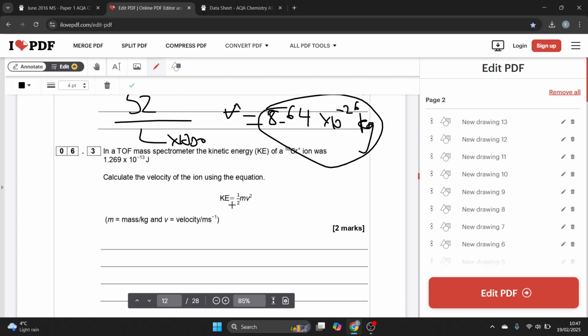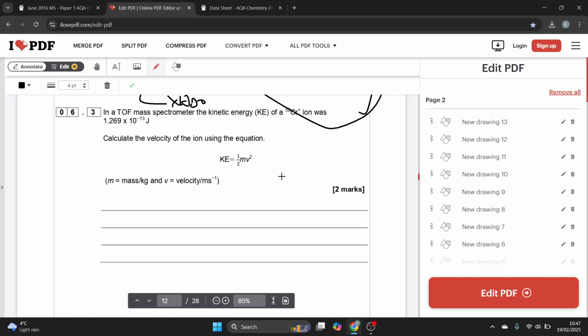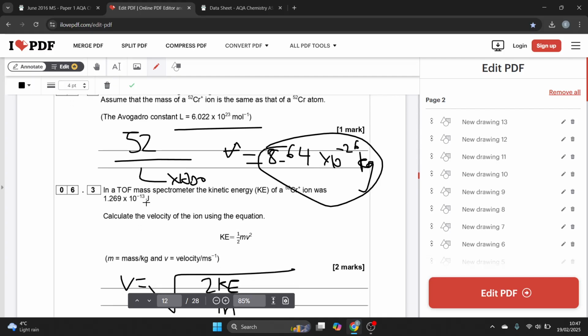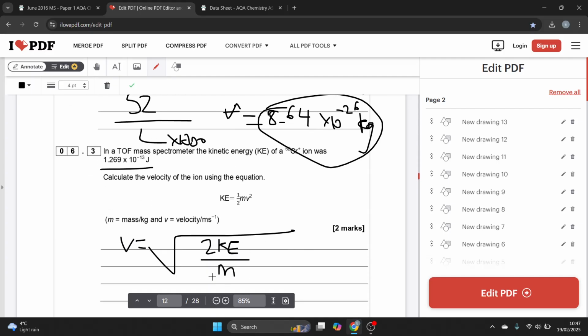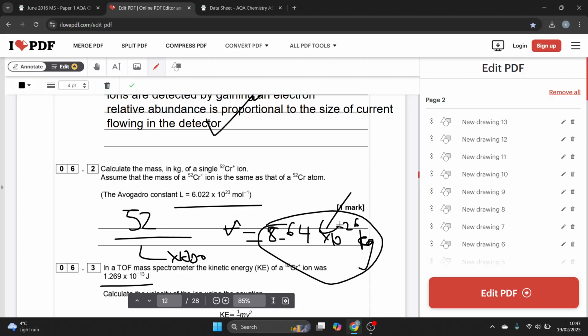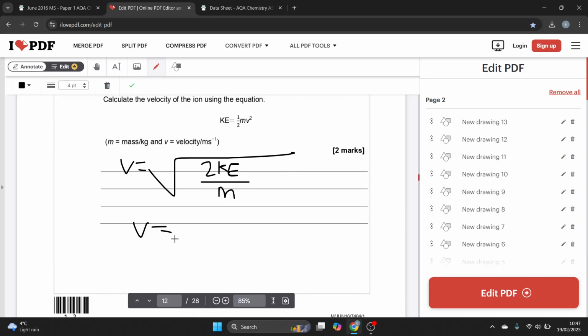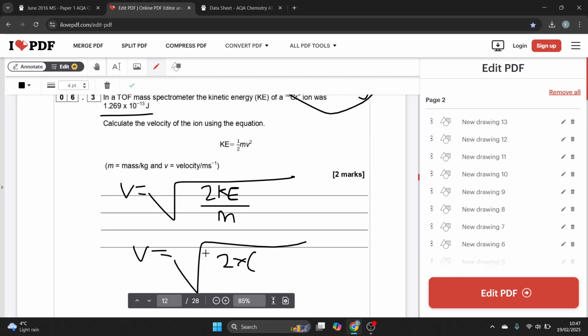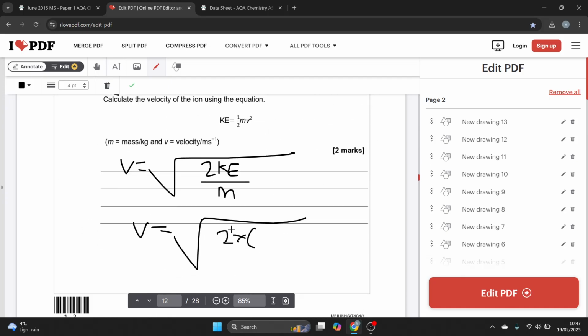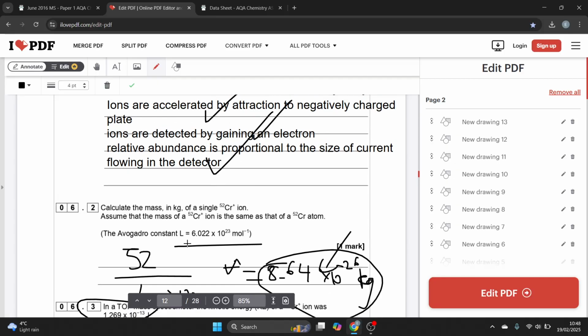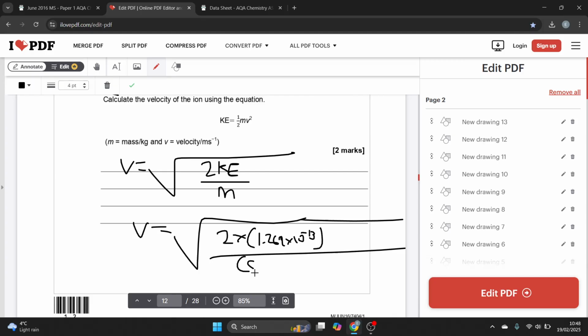And the other part says the kinetic energy was that, calculate the velocity. So I'm going to rearrange the equation and get velocity equals the square root of 2KE divided by m. I've got the kinetic energy, I've got the mass of the 52Cr+ ion, so I can find out the velocity. Square root of 2 times 1.269 times 10 to the power minus 13 divided by 8.64 times 10 to the power minus 26.